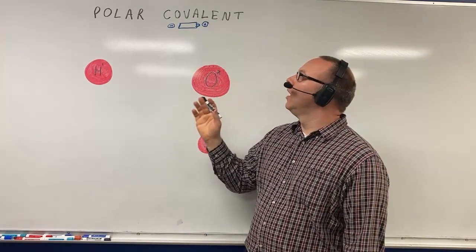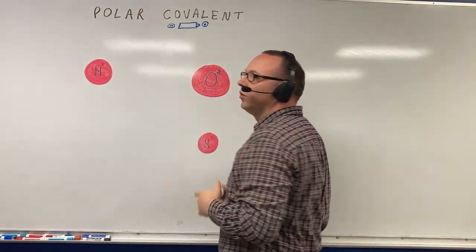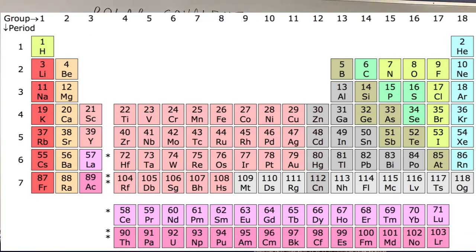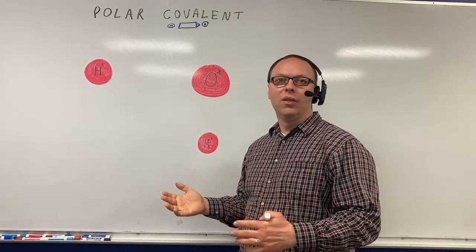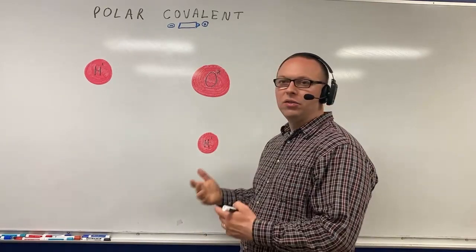So let's just pretend, for the sake of argument, we're going to ignore this word polar and just focus on the word covalent. We look at the periodic table of elements and we see hydrogen has a proton number or atomic number of 1. That means it has 1 proton, and unless otherwise stated, we're going to have 1 electron. Oxygen has an atomic number of 8. That means it's going to have 8 protons, and unless otherwise stated, it's going to have 8 electrons. Same thing for this hydrogen down here.